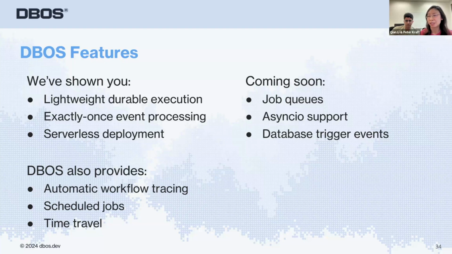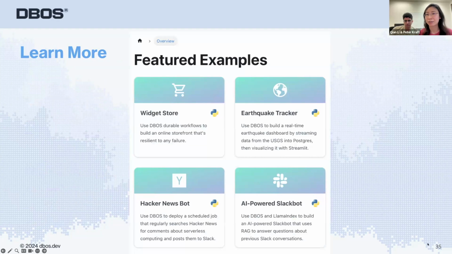And our DBOS team is actively working on some user requests, some cool features, and they will be available in the next few weeks. That includes job queues, async IO support, and also database trigger events. So it will allow you to monitor changes to your database tables. And for example, if there's an insert, it will be able to trigger a DBOS workflow exactly once. All right. And we have an awesome examples page. Please take a look and explore more examples there.